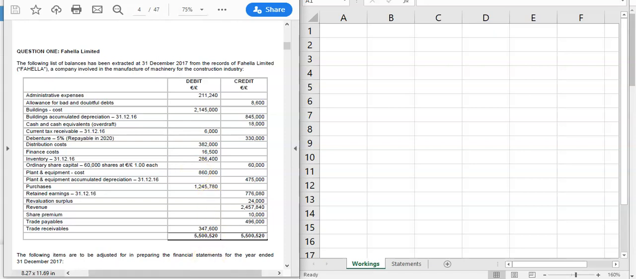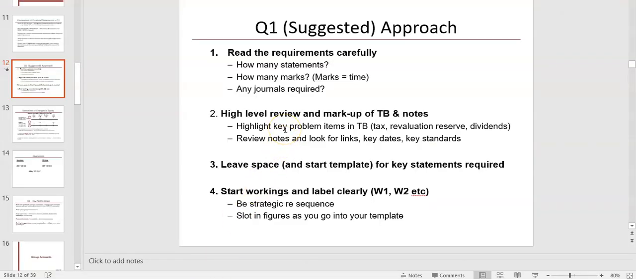And the approach I'm going to take is 4 steps. First step should always be: read the requirements. So figure out exactly what statements you are asked for. For example, is there a statement of changes in equity? How many marks? It usually doesn't vary off 50 to 55. And are there journals? Usually in the interim assessment in January, they don't ask you journals in question 1, but similar to question 1 in the June exam, they do. So it's no harm to practice your journal entries.